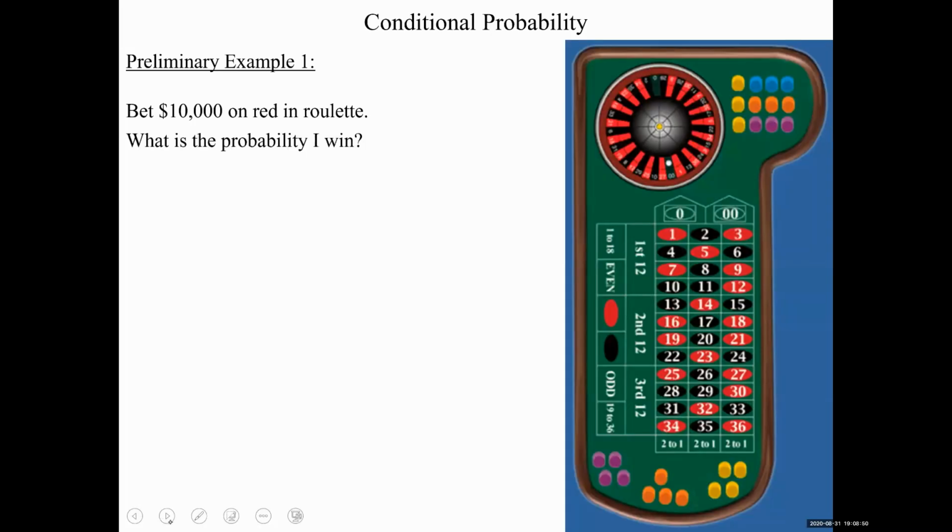Now I get there and I bet the whole $10,000 on red. Okay, what's the probability that I will win? If I bet 10,000 on red, what's the probability I'll win? 18 out of 38. There's 18 red slots, 38 total. Probably I win is the probability that it lands on red. So yeah, 18 out of 38.